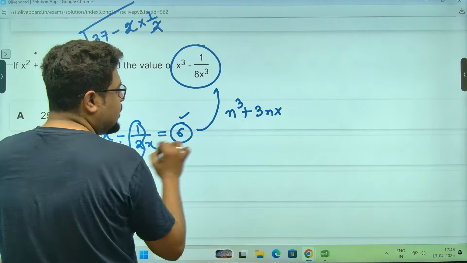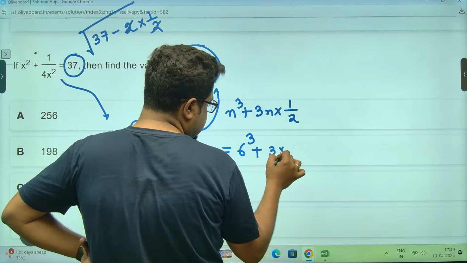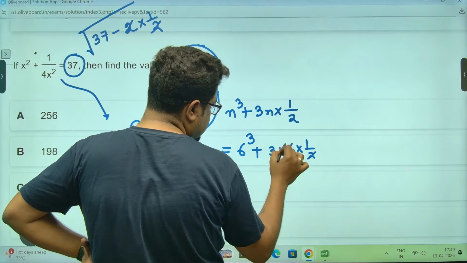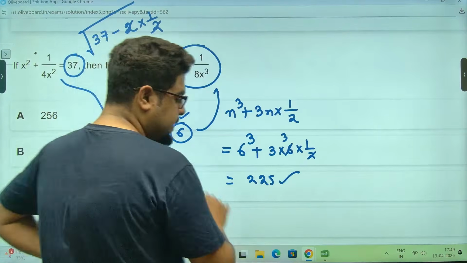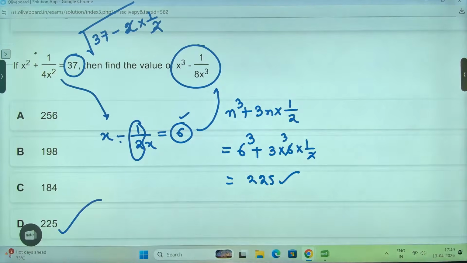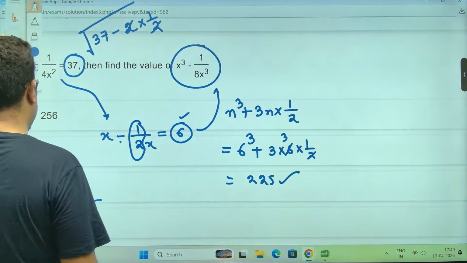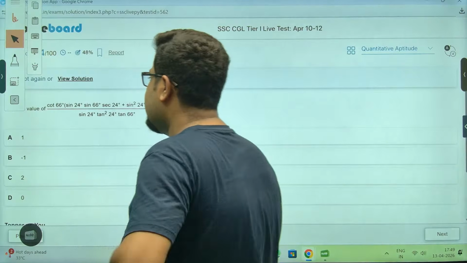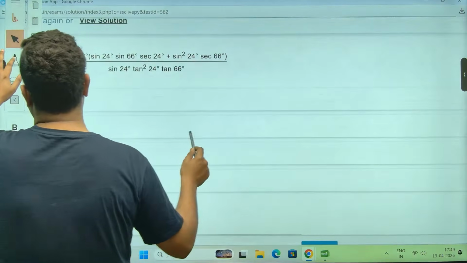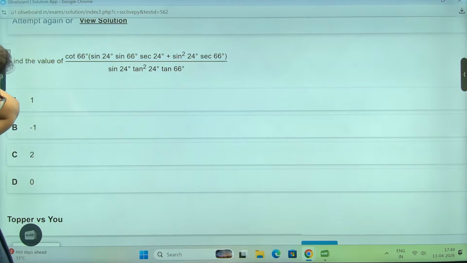But sir, here again you need to multiply this one. 3 into 6 into 1 by 2. 216, 225, sir. That's your answer. Option D, 225 is most definitely your correct answer. Clear, sir? Again, play with your one variable. This type of question was very important in the just concluded year of CGL. So please practice these types very well.